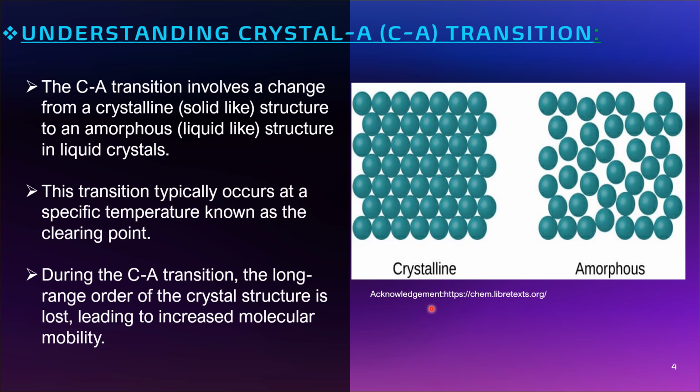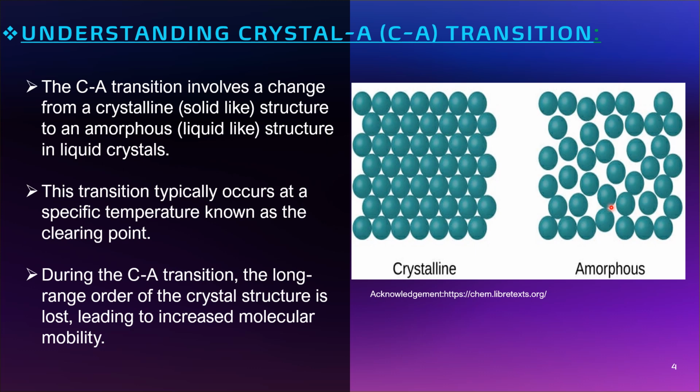As you can see in the picture, the Ca transition involves a change from a crystalline solid-like structure to an amorphous liquid-like structure in a liquid crystal. This transition typically occurs at a specific temperature known as the clearing point. During the Ca transition, the long-range order of the crystal structure is lost, leading to increased molecular mobility.